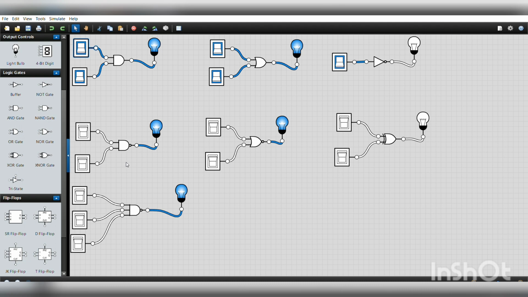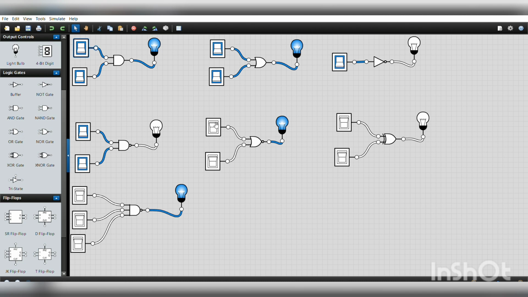NAND gate is nothing but the combination of the AND gate and the NOT gate. As per the truth table, when both the inputs are 0, your output is 1. When you give the input as 0 and 1, your output is still 1. When you give the input as 1 and 0, your output is 1. And finally, when you give the inputs as 1 and 1, your output is 0.